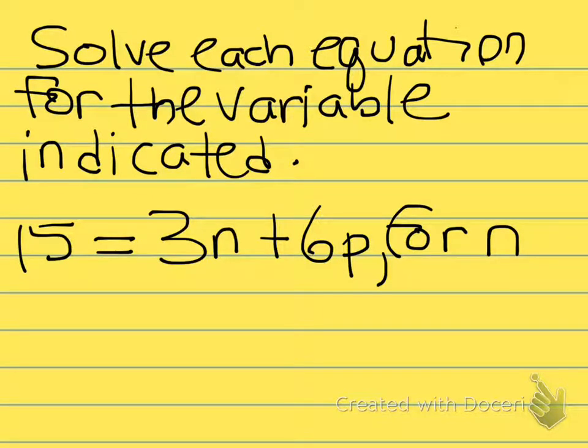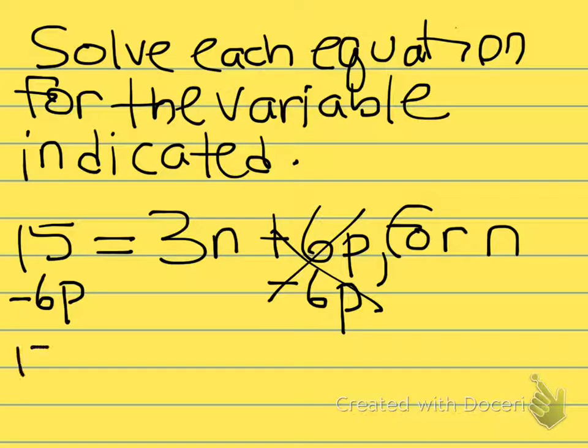Here we're asked to solve each equation for the variable indicated. So they gave us 15 equals 3n plus 6p, and we are solving for n. If we're solving for a particular variable, we want to cancel out everything but that variable, so that variable is by itself on one side of the equal sign and everything else is away from it. So we're trying to solve for n here, so we need to first look at what's not directly with the n, but the 6p. We want to take that entire term and move it to the other side so that it's away from the n. So we're going to subtract it. That'll cancel it out from the right side and bring it over to the left side.